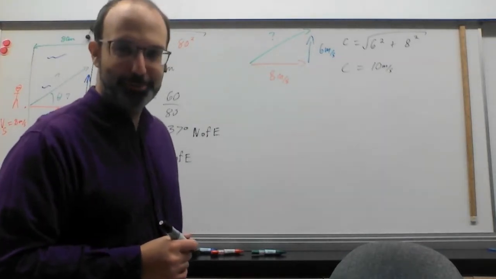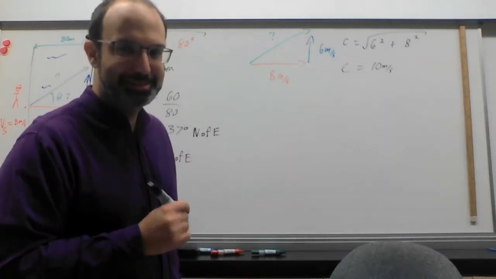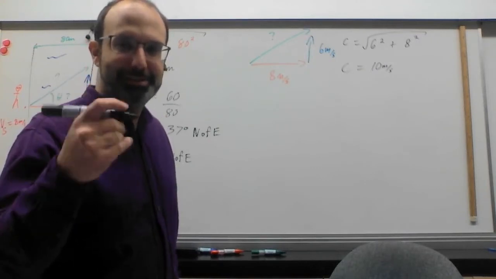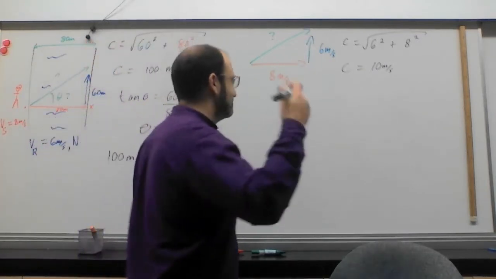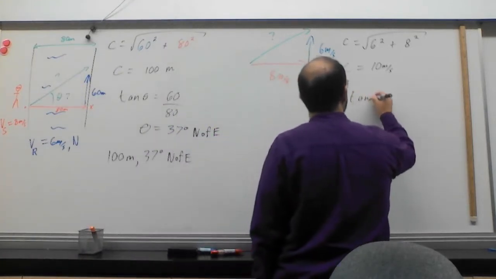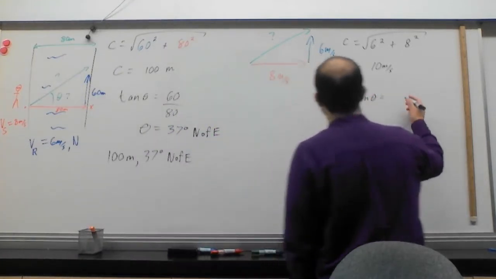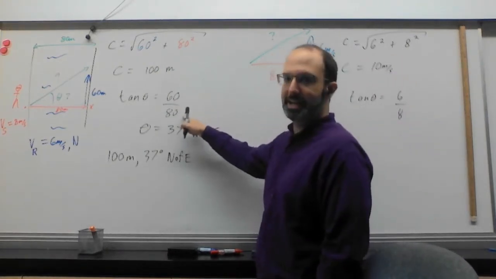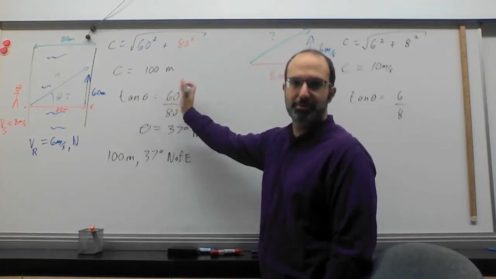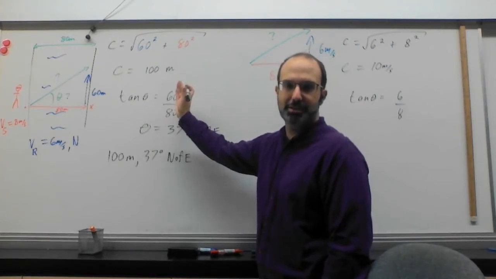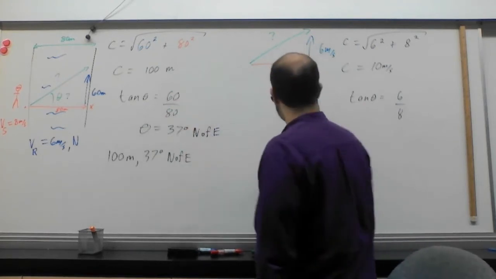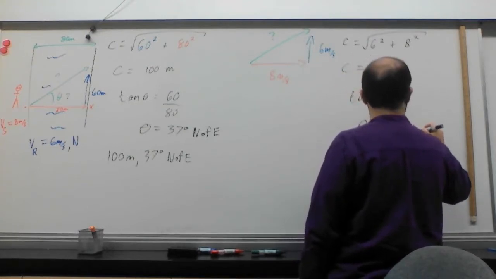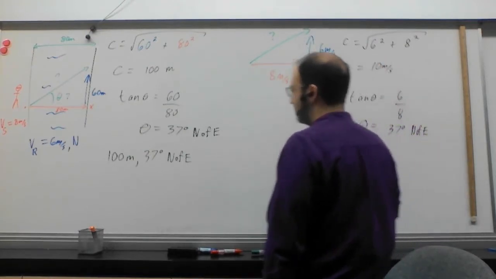And, well, what's the angle? If we work it out, pretty sure you're not going to be surprised. It's going to be the same angle, right? Because I go from here to there. It's the same number. Why? Well, let's take a look. Tan theta equals 6 over 8. That's the same as 60 over 80, right? I'm just removing a 0 here. If you remove a 0, it doesn't change anything about the result. So this angle here is still going to be 37 degrees north of east.